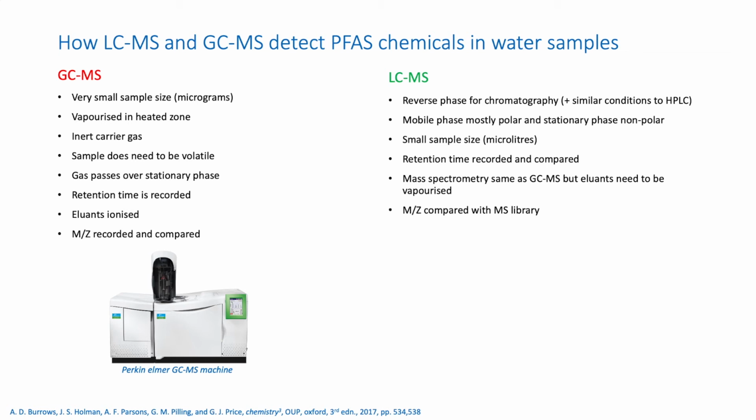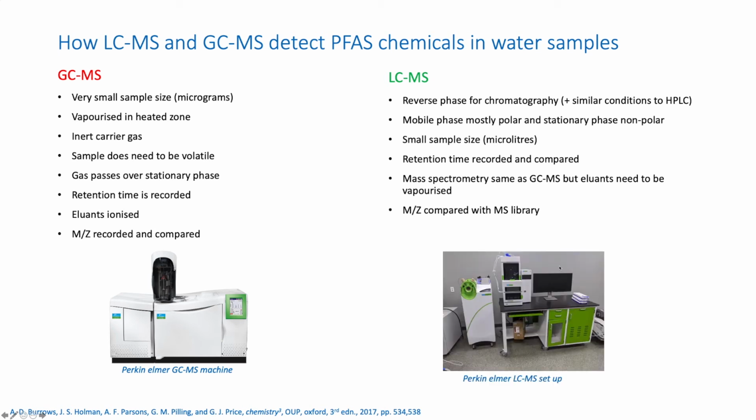Once again, the retention time is recorded, and this can be compared with standards that would have been analysed in the same matrix. Then before the mass spectrometry is completed, the pressure needs to be reduced, and then the liquid sample needs to be vaporized after it's been through the UV-vis machine. Once it's been vaporized and then ionized, the m/z ratio can be recorded and compared again with the m/z library.